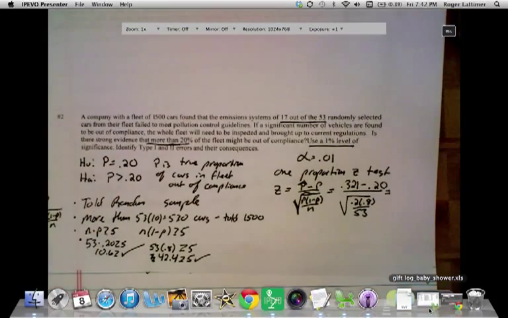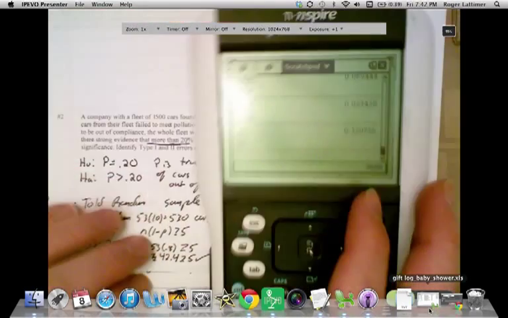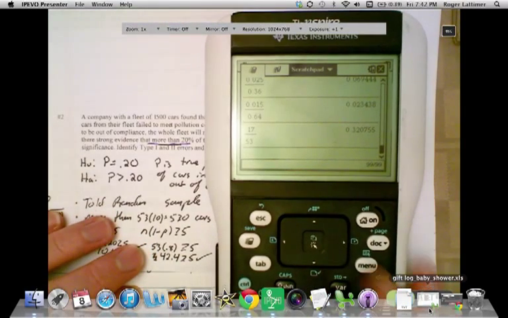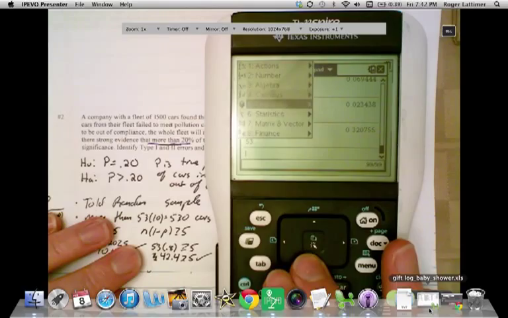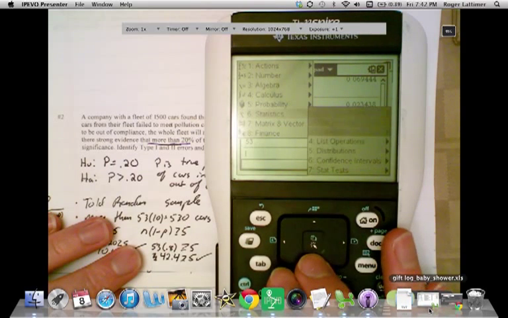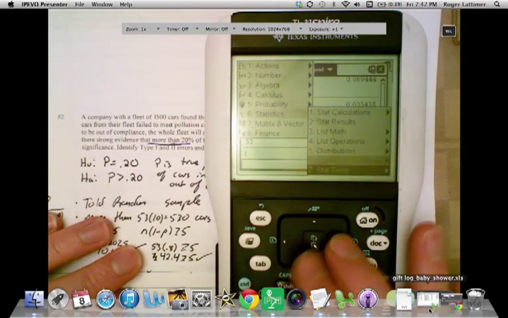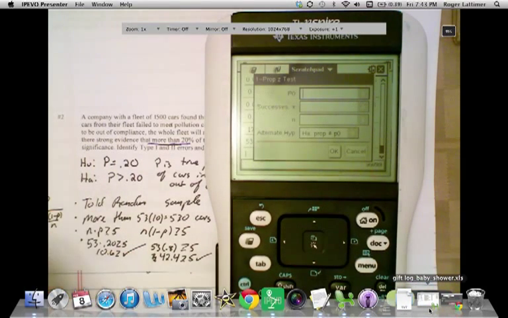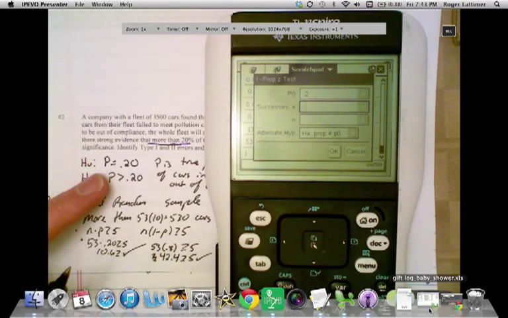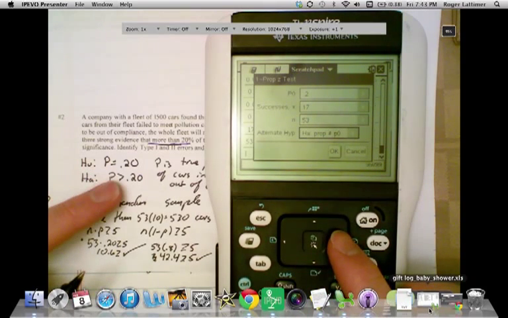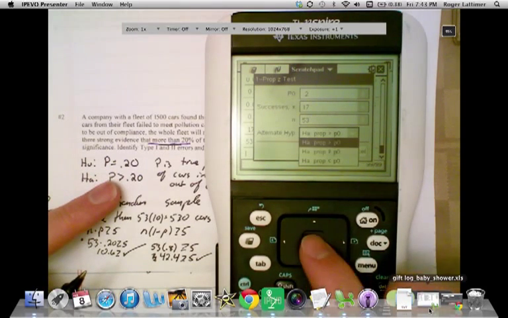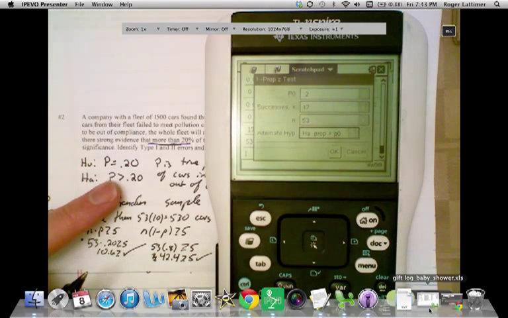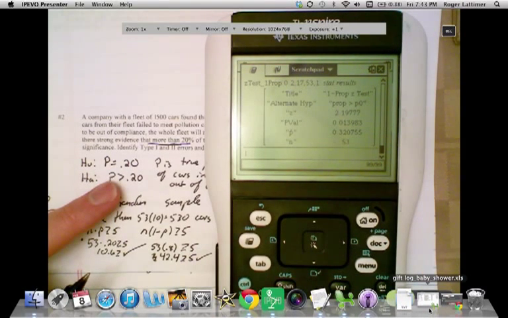Okay, so now I'm going to run my test. I'm actually going to show you the calculator steps for this. If you go menu, statistics, stat test, right there, one prop z test, number 5. My null hypothesis is that p is 0.2. Successes would be 17 out of 53. And my alternative is that p is greater than, so I want to do greater than. There we go. Hit enter.